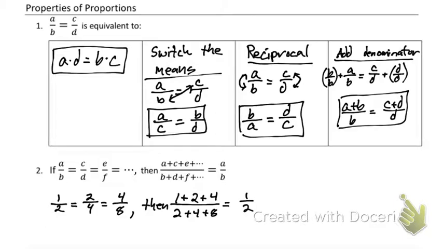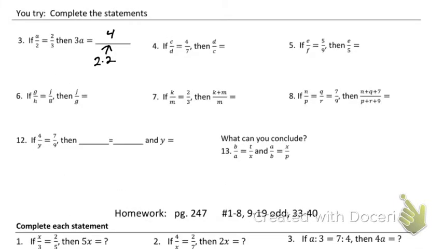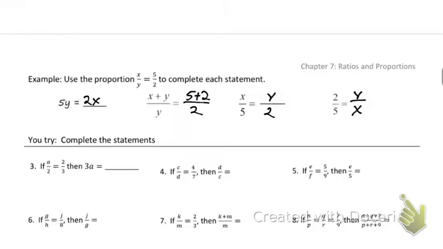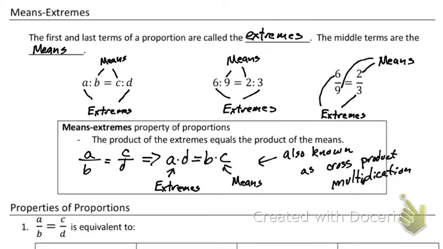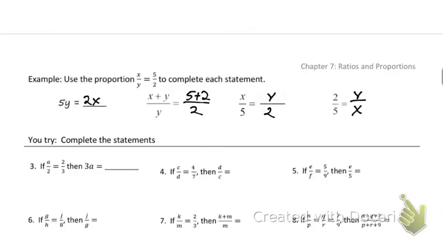It probably won't be the reciprocal, because look at what we did. We took 3 times a, and we did 2 times 2. So that looks an awful lot like our means extremes, doesn't it? Because our means extremes was our a times d equal to b times c. All right, so that would be our means extremes.